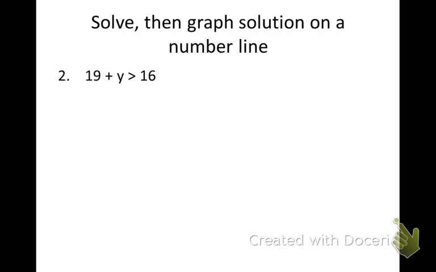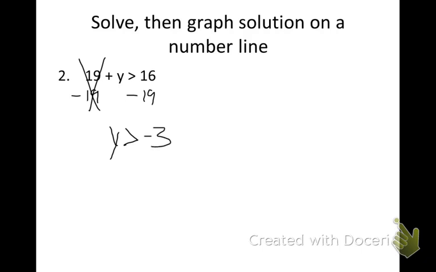Okay, so we're going to do another example here. 19 plus y is greater than 16. No equal sign there, of course. So we're going to start here by getting rid of this 19. We would do that by subtracting 19 from both sides. The 19s cancel. Y is greater than negative 3.